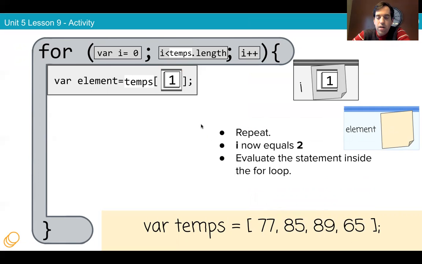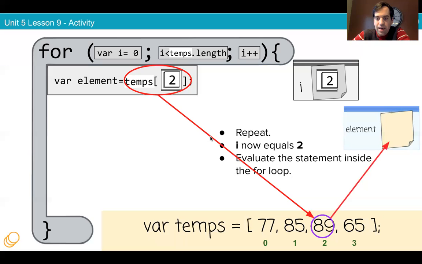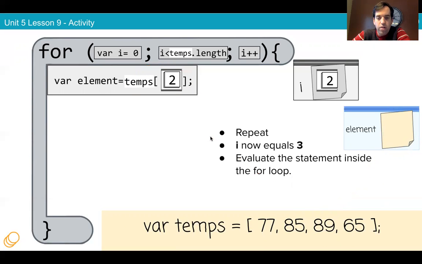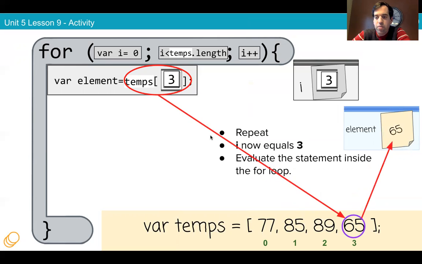Now we're going to repeat. Well, bam, i now equals 2. We evaluate the statement inside the for loop again. So this time, element equals 89 by the end of this. All right, and we're going to repeat. i now equals 3, wha-bam. temps[3] is the value 65, so that's what gets stored in the variable element.